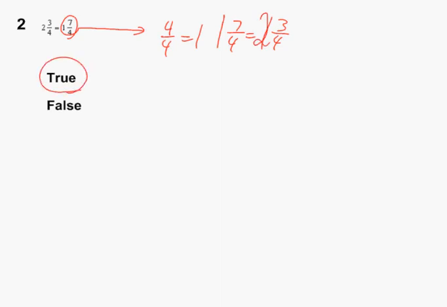Question 2 says 2 3/4 is equal to 1 7/4. Well, let's check. 1 7/4 is kind of a weird one because it's a mixed fraction and an improper fraction combined, and we've never seen it. But we know that 4/4 is equal to 1, and 7/4 is equal to 1 3/4. So if I had 1 7/4, I'd really have 2 3/4, which is the same thing, which makes this answer actually true.